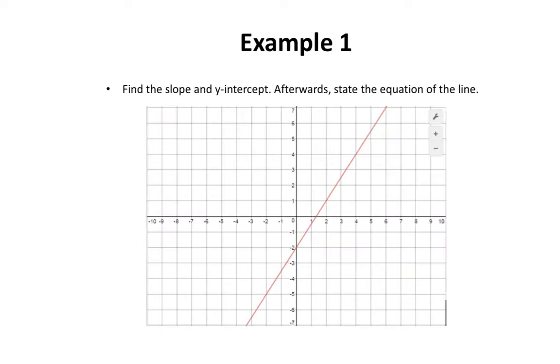y-coordinate. In our first example, we want to find the slope and y-intercept of this line. Afterwards, we want to put these two values together and state the equation of the line. This should be review for most of you.